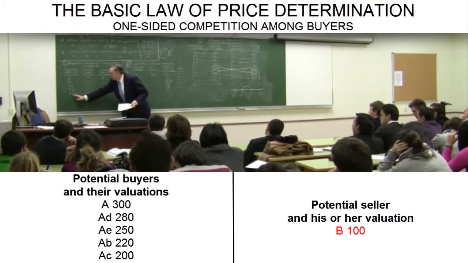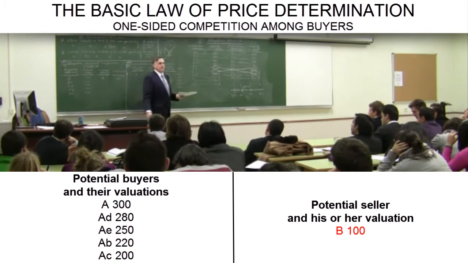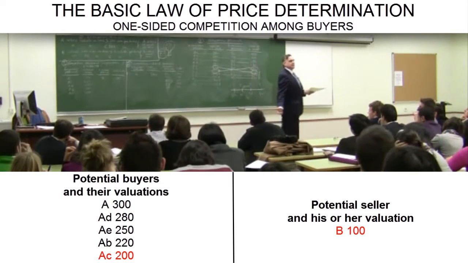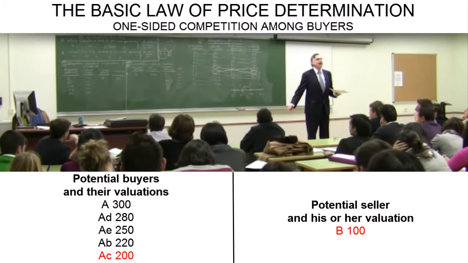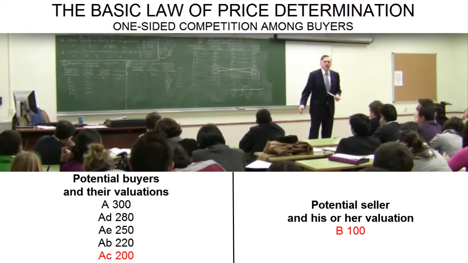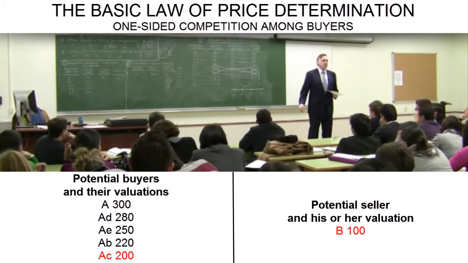Well, if under such circumstances B were to act hastily, let's say B is the desperate widow who must sell her house, if she were to rush into a deal and sell the house to the first person who walked by, for example to Mr. AC for 200 monetary units, she would be committing a very grave entrepreneurial error, because there are other people who are willing to pay more.